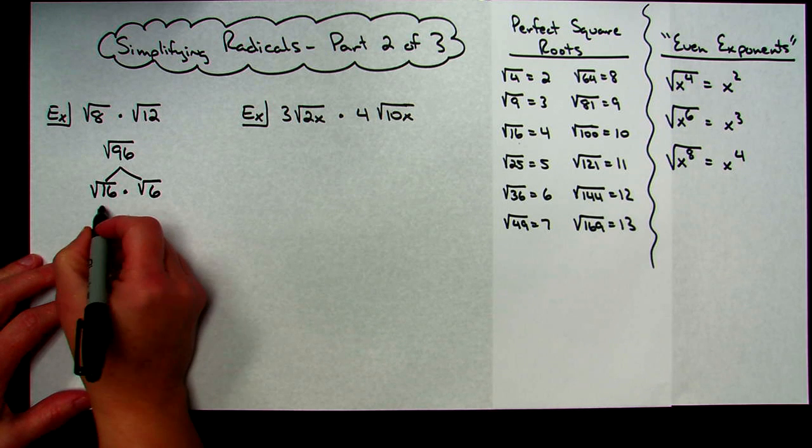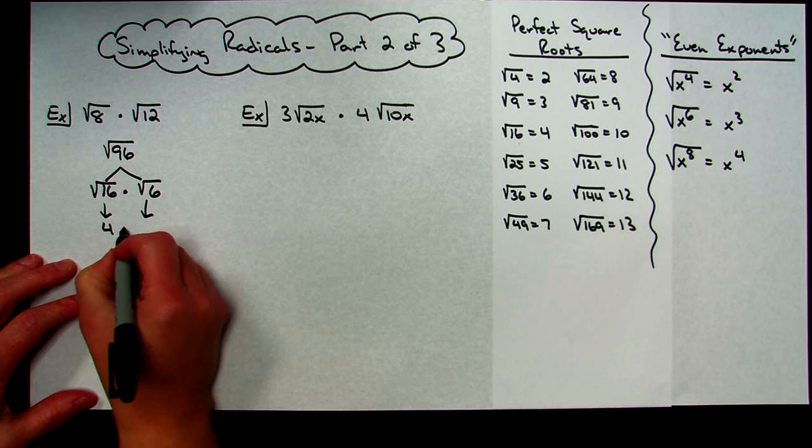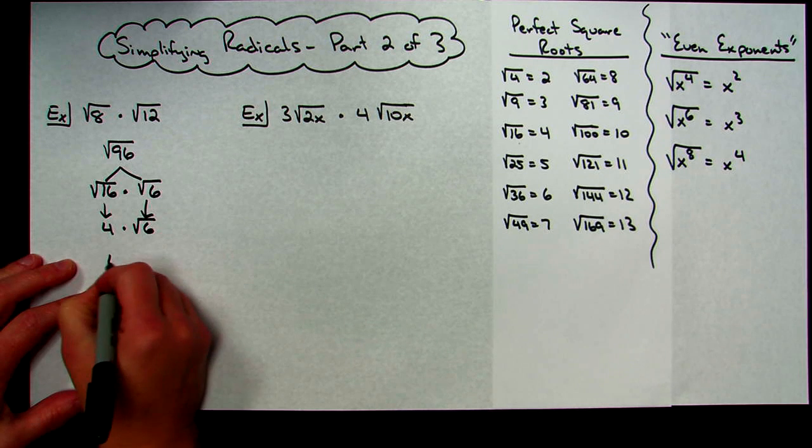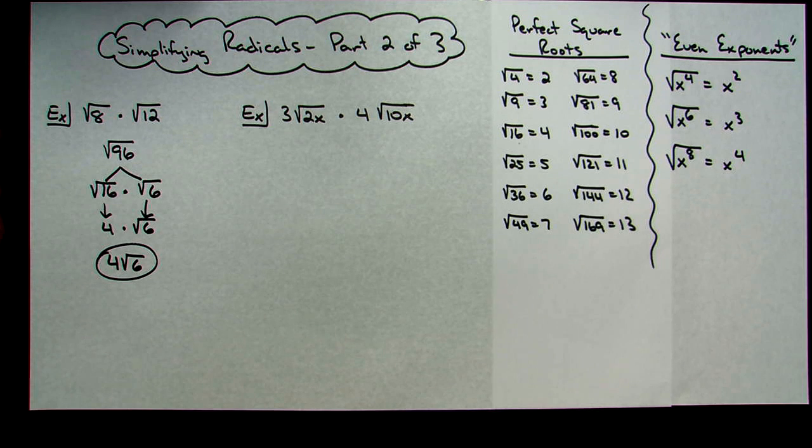Square root of 16 gives me a 4. Radical 6 is as simplified as it can go. So then I've got 4 square root of 6. All right, so simplified answer there, 4 square root of 6.